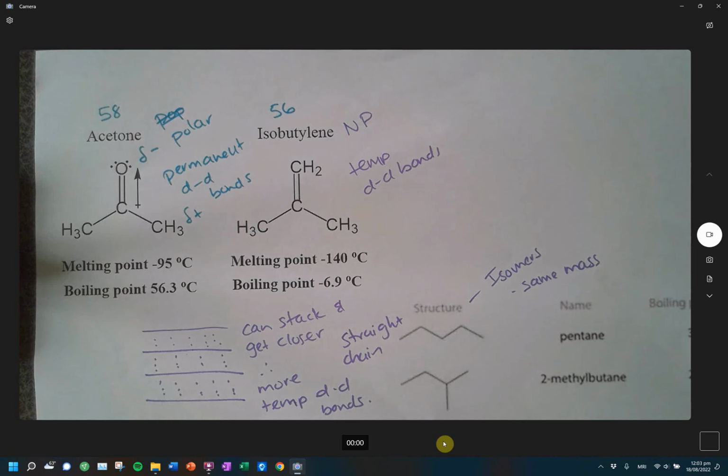So they will likely have a question comparing boiling points or comparing melting points. And they could give you a variety of things. It could be based on mass. It could be based off of the shape. It could be based off of polar and nonpolar.